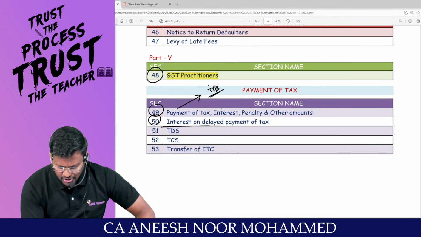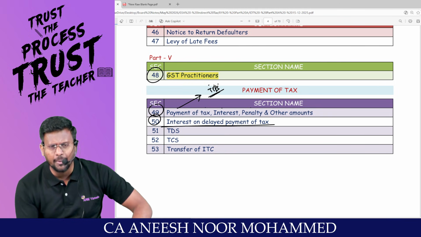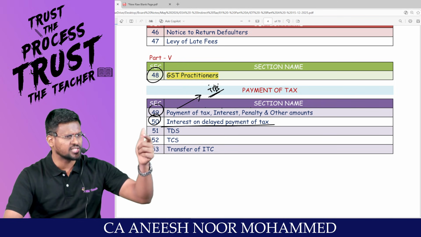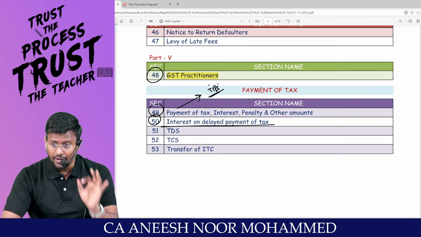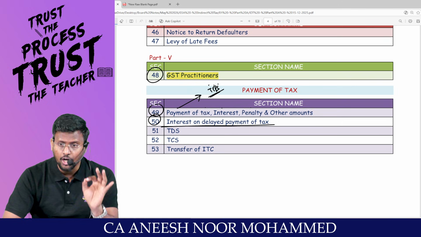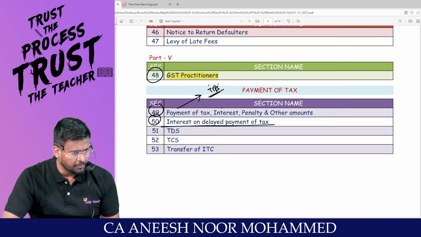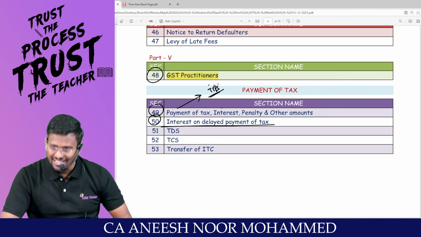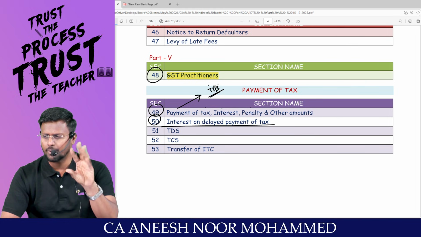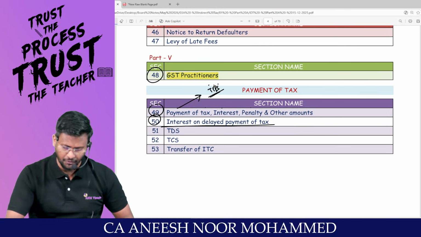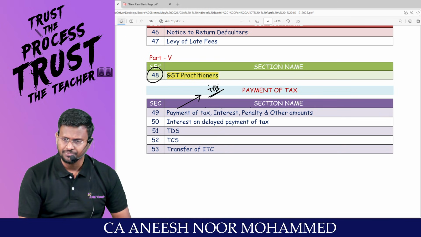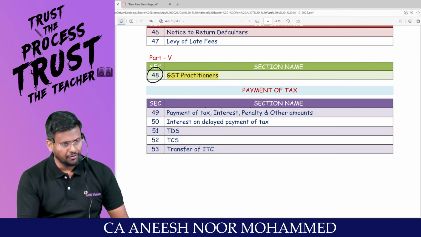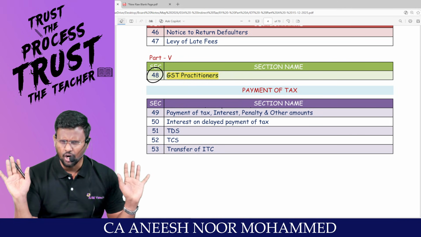Section 50 is talking about interest on what? Delayed payment of tax. There will be a due date for filing the return, like GSTR 1, GSTR 3B, etc. You are not filing the return on time and you are not paying the tax on time. You are paying the tax belatedly. That means you are liable to pay what? Interest. The interest liable to be paid is under section 50. So what is section 49? Payment of tax. What is section 50? Interest on delayed payment.